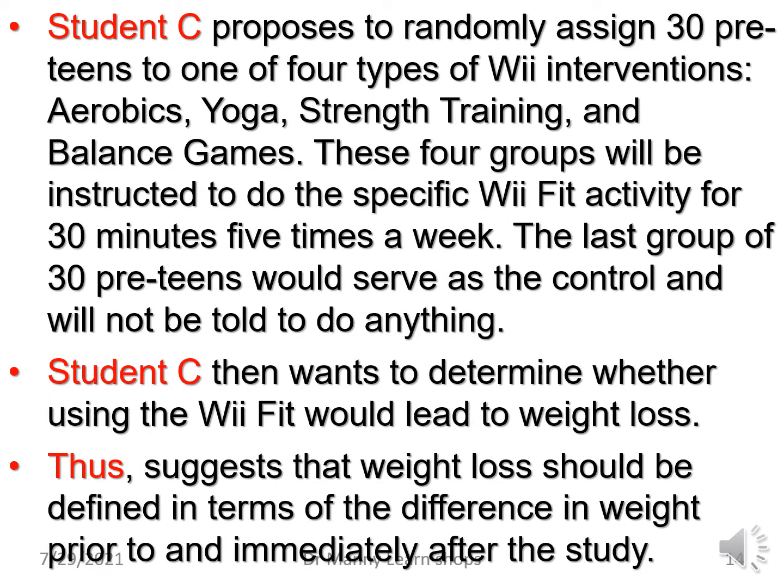Student C proposes to randomly assign 30 preteens to one of 4 types of Y-Fit interventions: aerobics, yoga, strength training, and balance games. These 4 groups will be instructed to do Y-Fit activity for 30 minutes 5 times a week, and the last group of 30 preteens would serve as a control and not be told to do anything. Student C then wants to determine whether using Y-Fit would lead to weight loss, thus suggests that weight loss should be defined in terms of the difference in weight prior to and immediately after the study.